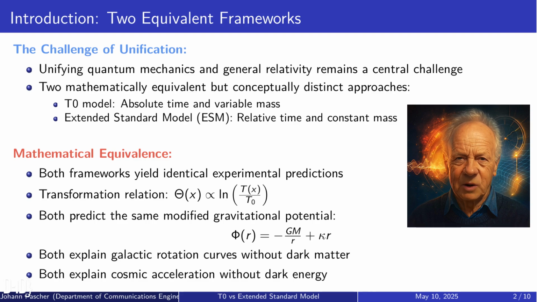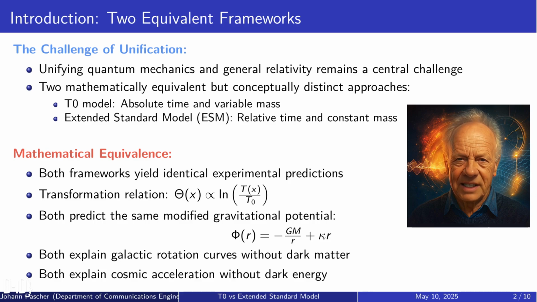The unification of quantum mechanics and general relativity remains one of the most significant challenges in theoretical physics. Traditional approaches have typically involved extending the standard model or modifying general relativity, often resulting in complex mathematical structures. In this presentation, we'll compare two frameworks that address this challenge: the T0 model, which posits absolute time and variable mass, and the extended standard model, which maintains the conventional notions of relative time and constant mass.